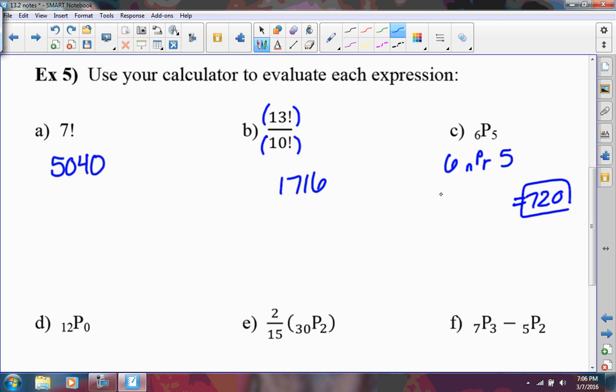But again, if you wanted to think through this by hand or with the equation, it would be 6 factorial over 6 minus 5 factorial. So that would really be 6 factorial over 1 factorial. And 1 factorial is just 1. Okay? So this is really 6 times 5 times 4 times 3 times 2 times 1.